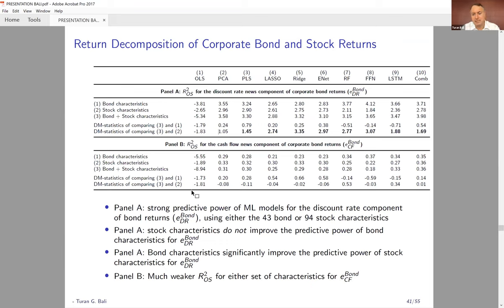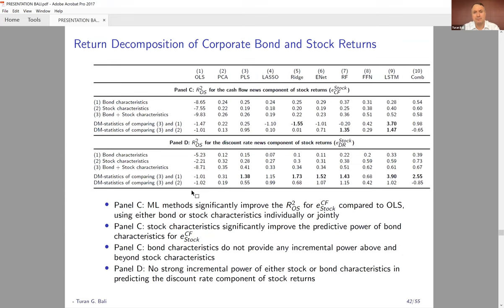When we replicate this for stock return predictability, as you can see in the first panel, stock characteristics are very successful in predicting the cash flow news component of stock returns. They do a reasonable job in predicting discount rate news, but largely the stock return predictability is coming from the cash flow news component, okay? And again, bond characteristics do not add much to the predictive power of stock characteristics in predicting either discount rate or cash flow news component of stock returns.